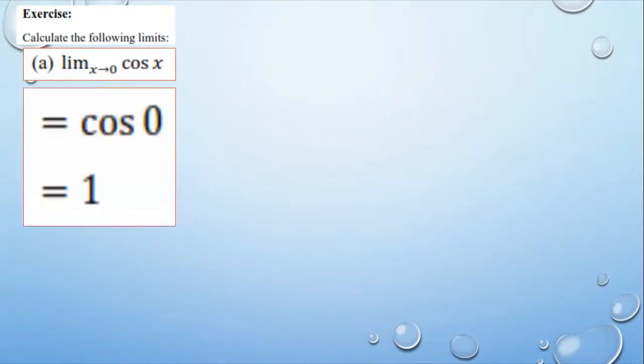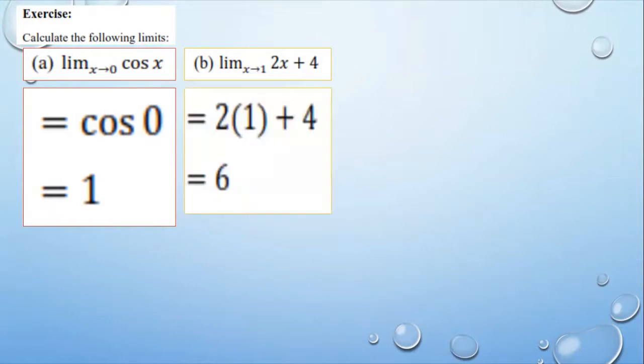Okay, so let's see. When you put 0 in place of x in cos of x, when you put it in the calculator, you get 1. So that means 1 is the limit. Very simple. Part B, when x is approaching 1, substitute 1 in place of x, right? So when you substitute 1, 2 into 1 is 2 plus 4 is 6. So the answer is 6. That's it.